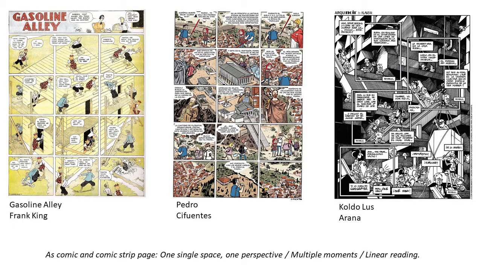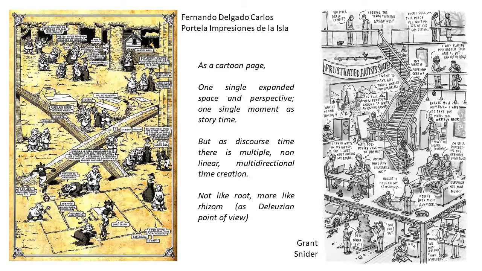These 3 examples show us that a comic page and a comic strip page have one single space, one perspective, but multiple moments and linear reading. A cartoon page has one single expanded space and perspective, one single moment as story time, but as discourse time there is multiple non-linear, multidirectional time creation, not like a root, more like a rhizome, as Deleuze mentions.